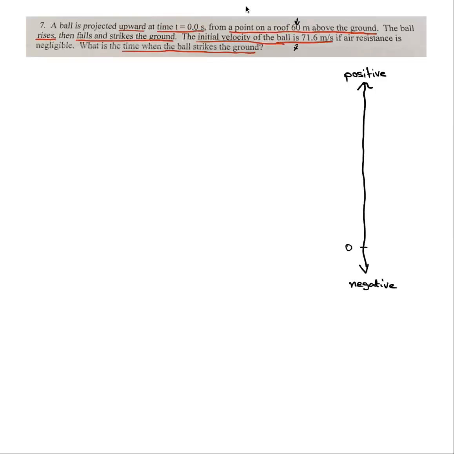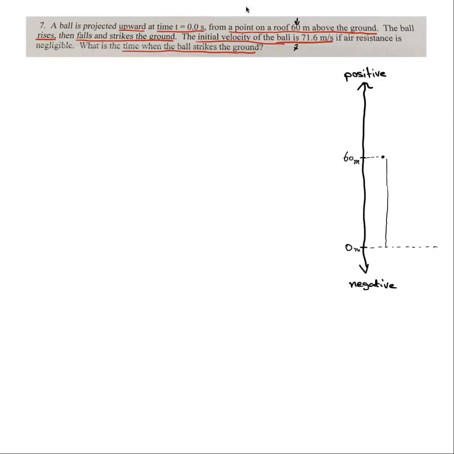it tells me that the ball is projected upward from a point of a roof 60 meters above the ground. So that tells me that my starting position will be 60 meters above the ground. So I'm going to consider, of course, 0 is the ground. This is 60 meters. I'm going to draw something like a roof that tells me the ball will start from here.